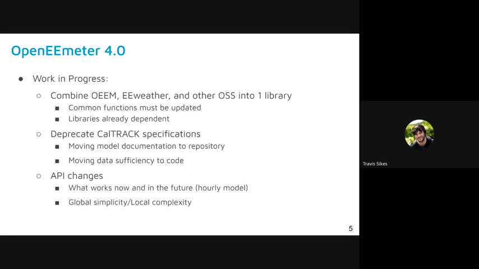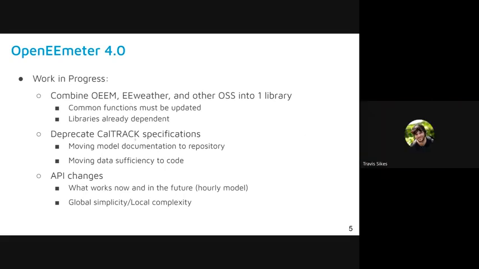The other reason is that these libraries are already dependent. For example, OpenEEmeter expects that you are going to be using EEweather in order to get your temperature data. So it doesn't even really make sense that they're separate. They should basically just be modules within the same library.